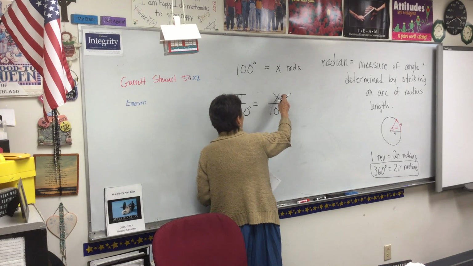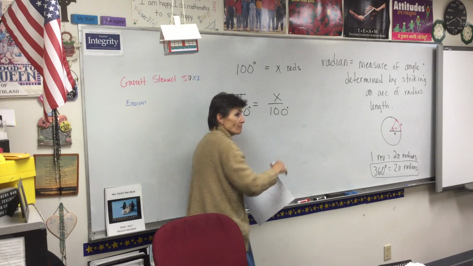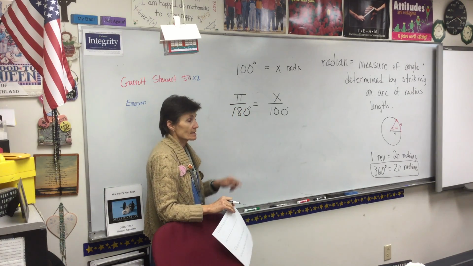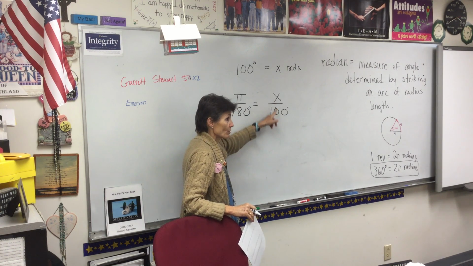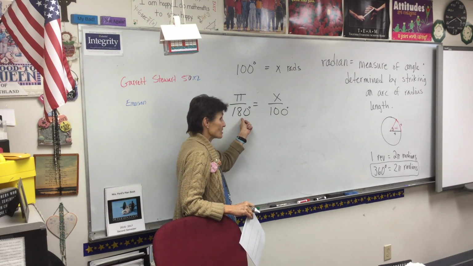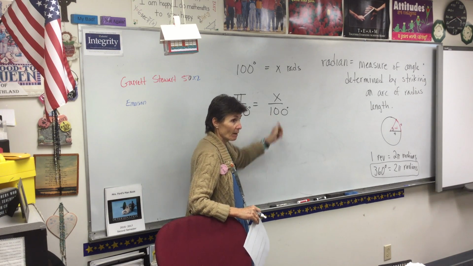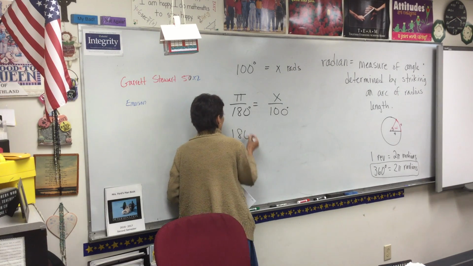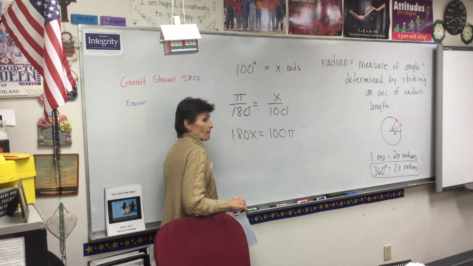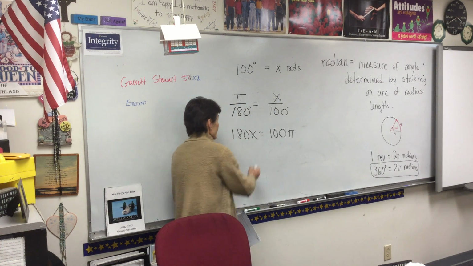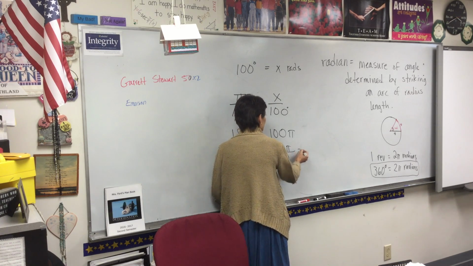The question is, how many radians are 100 degrees? Does that proportion make sense to you? Does it make sense that it's x over 100 and not 100 over x? Because that's the degree, right? And that's the degree. So they're in the same spot. They're in the bottom. So now I'll cross multiply. 180x equals 100 pi. And x equals 100 pi over 180.